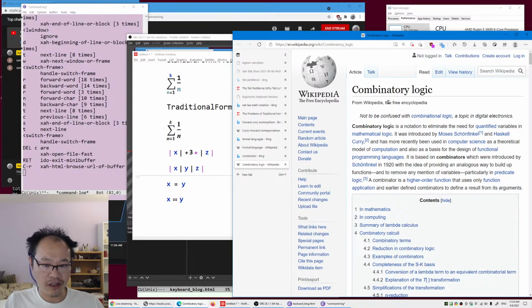Why did logicians create them? They are created by logicians. Lambda calculus and combinators were created not to study computer science, okay? They were created to investigate the foundation of mathematics. In other words, proofs and logic.